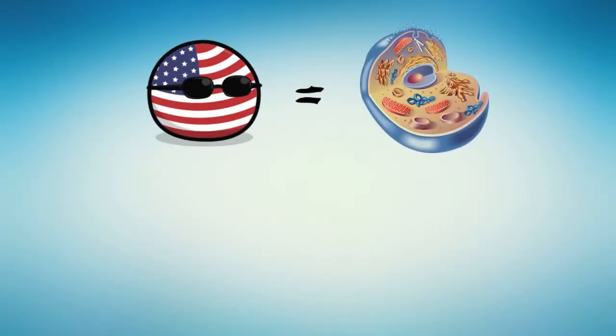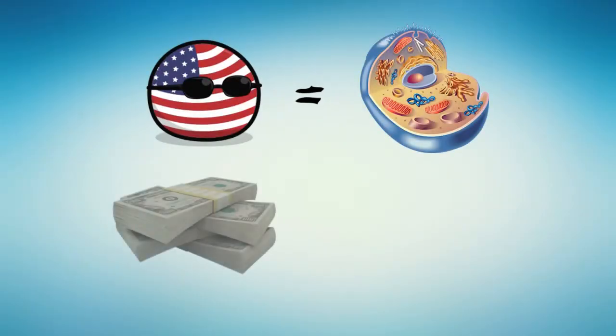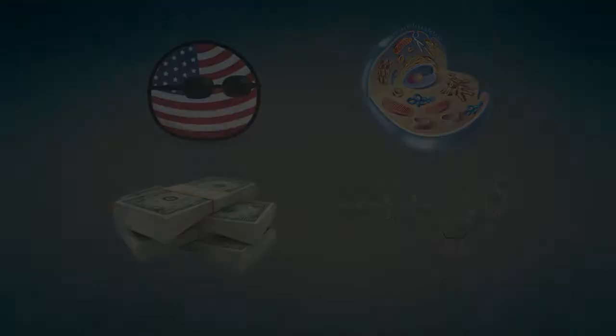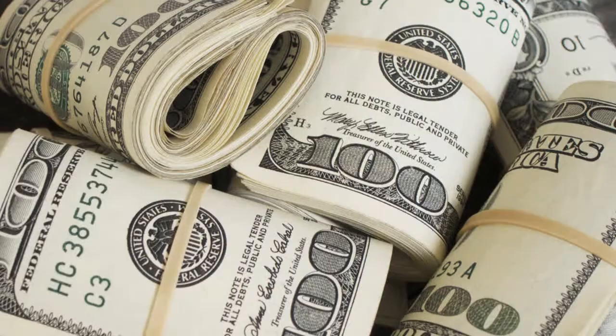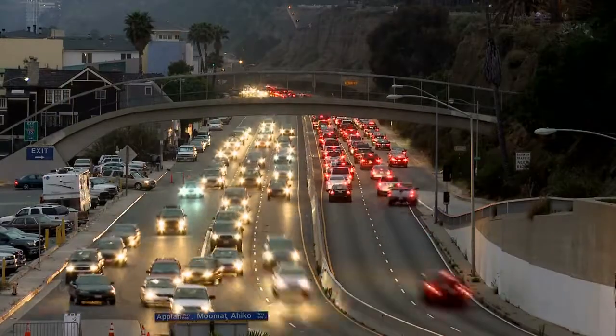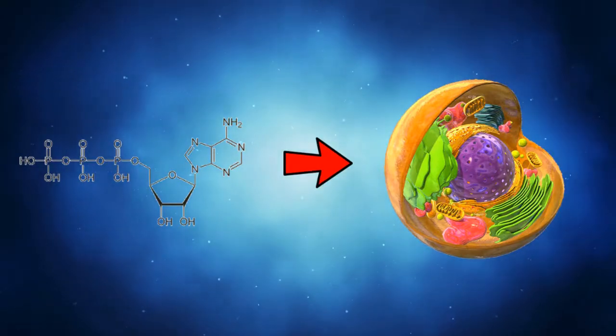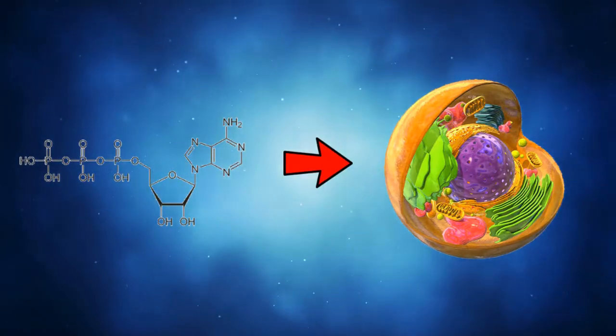Now, America in this analogy represents the mighty human cell. The American currency represents ATP. In a sense, ATP is like the currency of a country. It powers it and keeps it running. In a sense, ATP does exactly the same thing for cells.